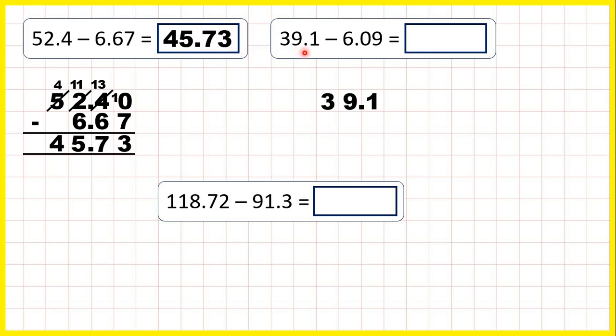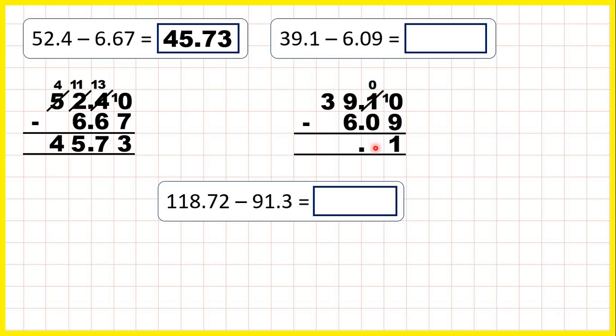Next, we have 39.1, and we need to subtract 6.09. So we have the question set out with our decimal points lined up. We can write a 0 in this empty square, and we need to remember to copy down the decimal point into our answer. Now we can't do 0 minus 9, so we go to the left, one less, one in front. 10 minus 9 is 1.